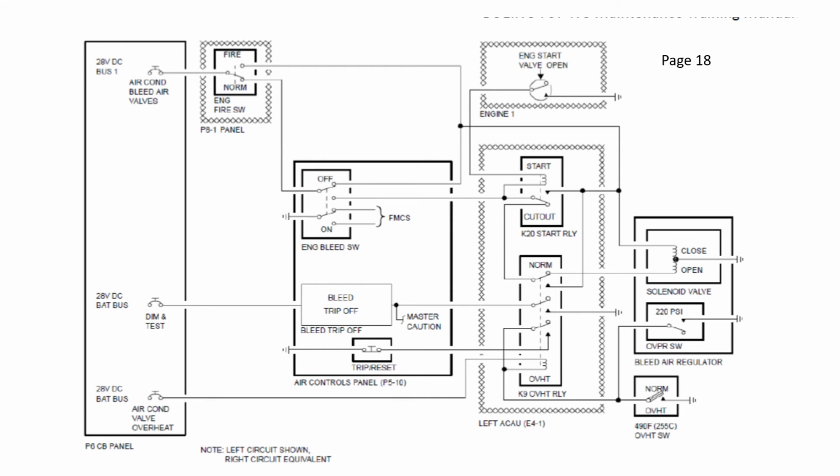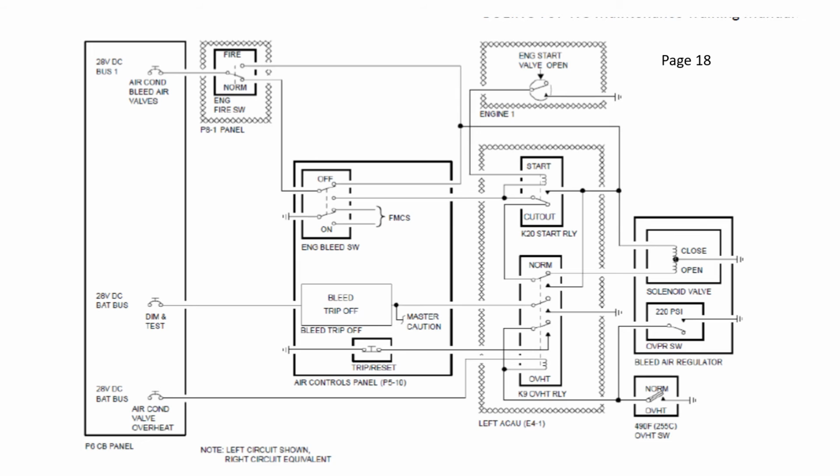Now going back to the circuit breaker panel, at the bottom circuit breaker, there's a power supply from the 28 volt DC bus. That gets routed from the circuit breaker panel straight into the ACAU, to the coil of the overheat K9 relay. And we've got an overheat condition, so from the coil of the overheat relay, it comes down and along through the overheat switch, goes to ground, and energizes the K9 overheat relay.